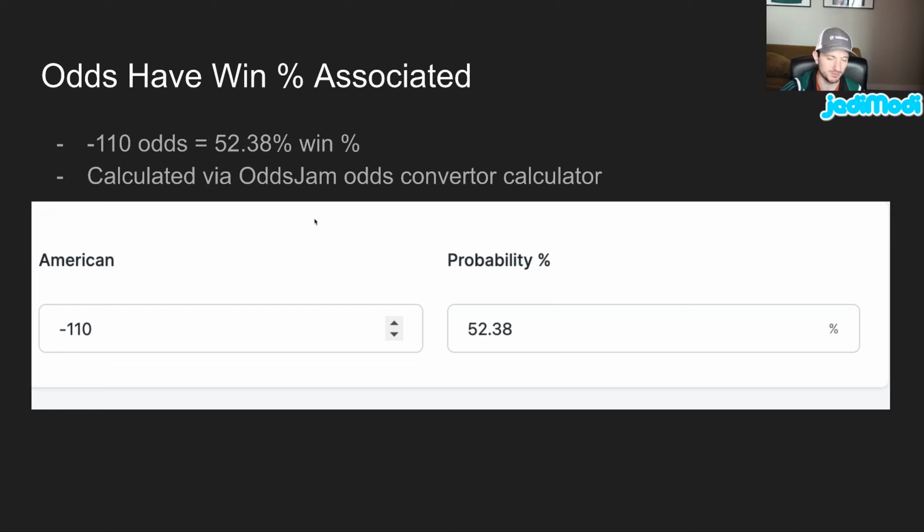So meaning if you place 1,000 bets and all of them at minus 110 odds, you would need to win 52.38% of your bets in order to break even. Any number that you win above the probability percent, you are profiting. Any number below, you are not profiting. You're losing money. So if you win half your bets at minus 110 odds, you're down. If you win 55%, you're up. And that's kind of how the win percentage stuff works.